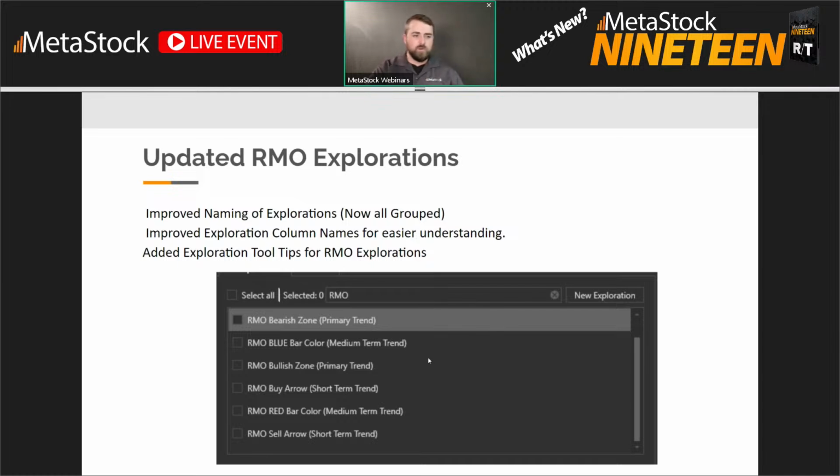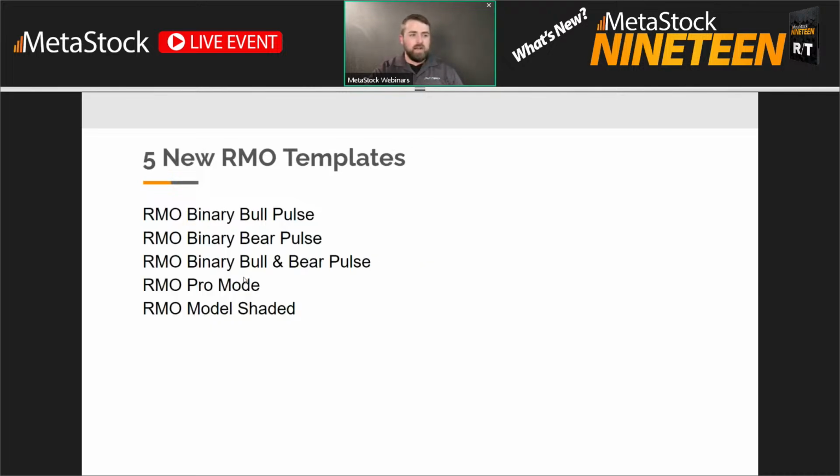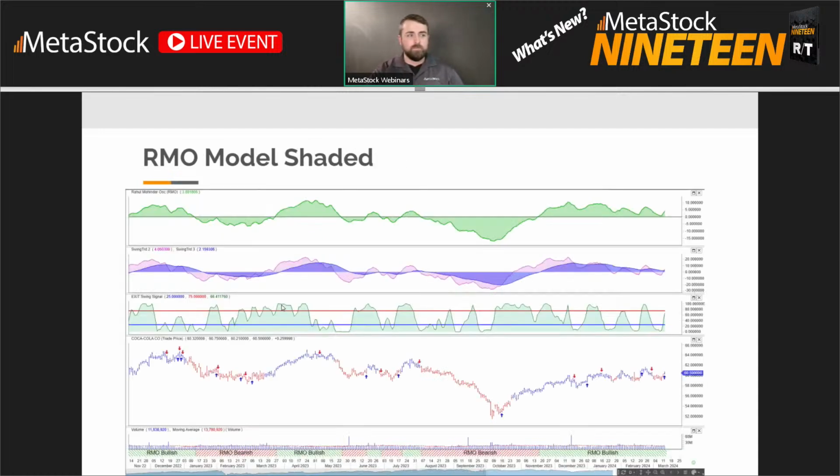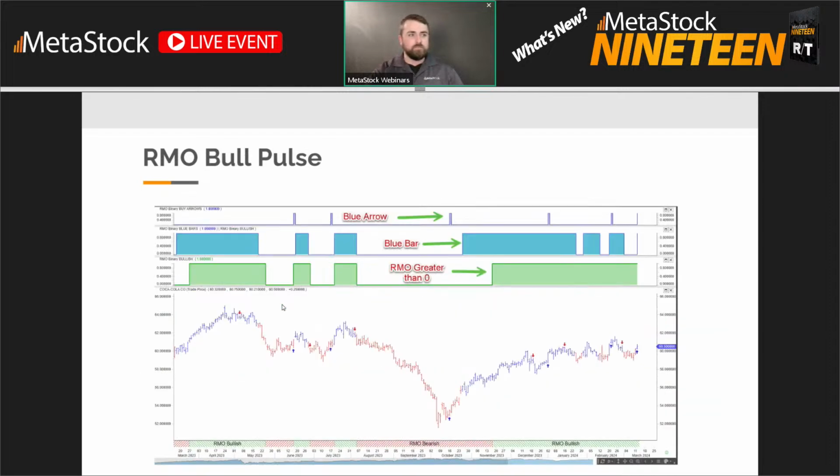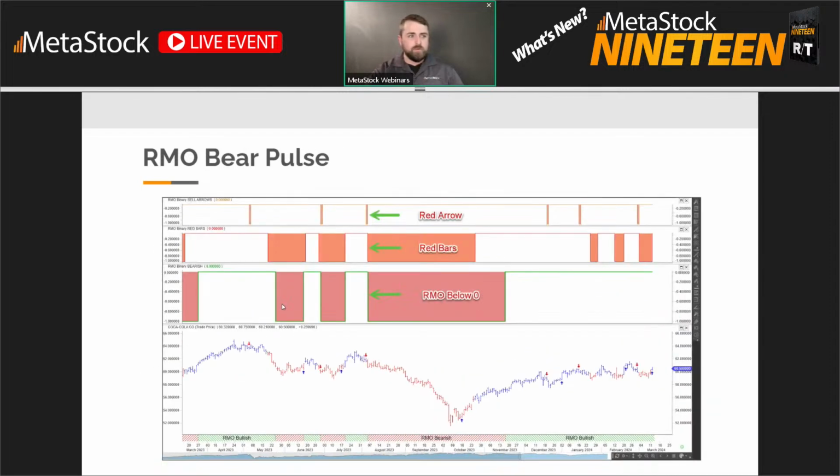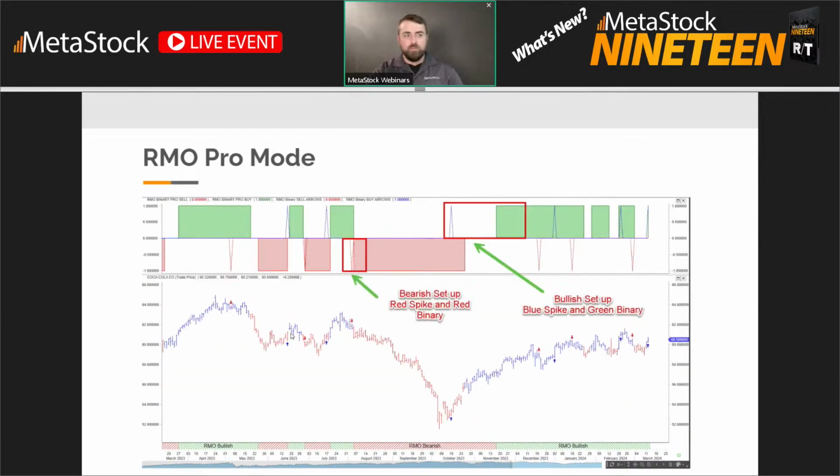Also, when you're using the Explorer, we added some new templates with the RMO. I really love the RMO Pro mode. You should check that out. These are all included for free. Here is the RMO model shaded. Here's the bull pulse, the bear pulse, bull and bear pulse, the Pro mode. You can see it's easier to identify things here when they line up, utilizing some of these. Man, these charts just look so good.